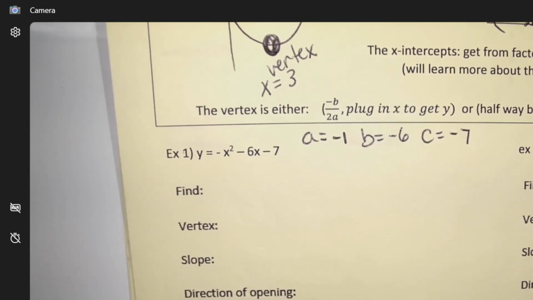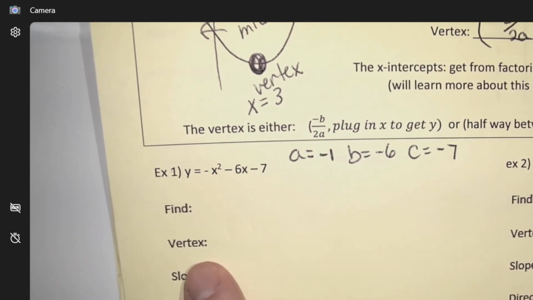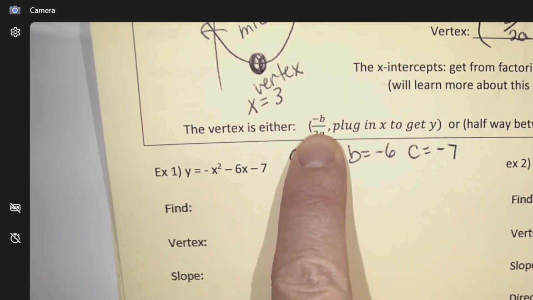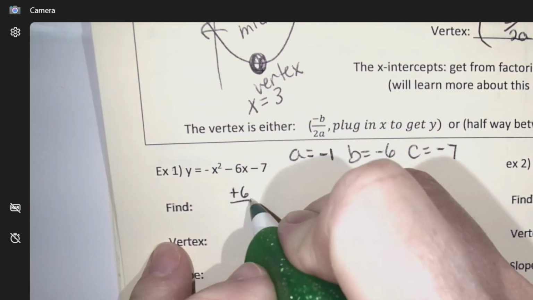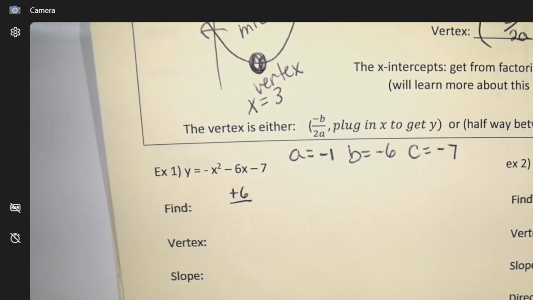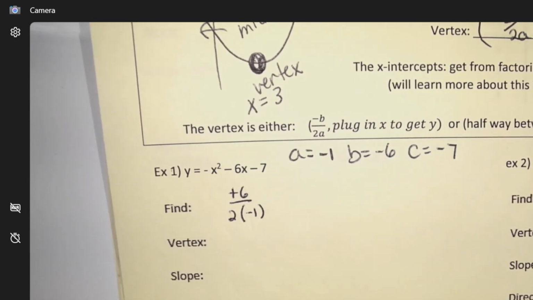Okay, so the vertex, we have this little formula, -b over 2a. So here we go. Negative b. What's the opposite of negative 6? Positive 6, divided by 2 times a.